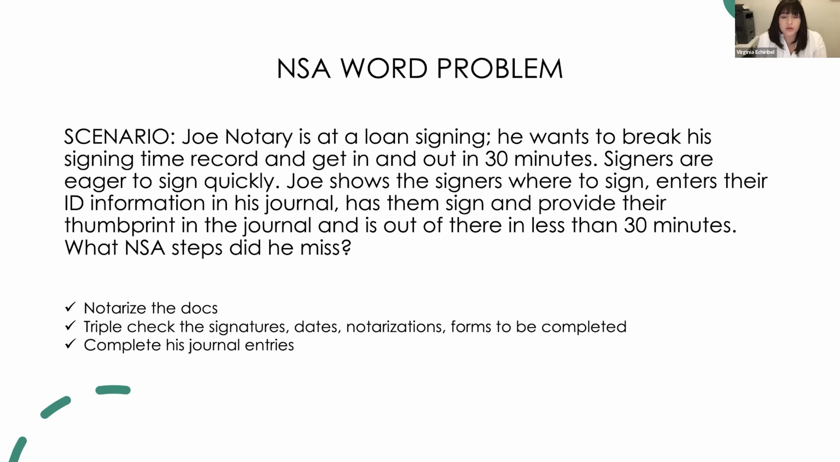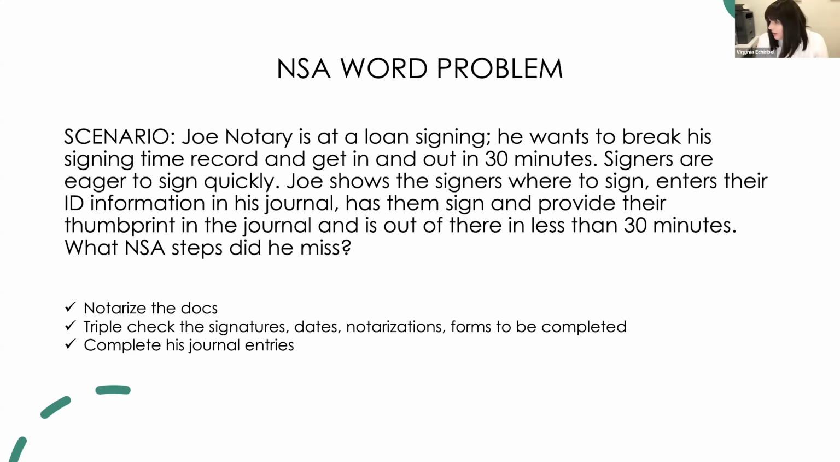More is involved in your journal entries than just the ID information and a signature and thumbprint, right? Depending on your state on that thumbprint. You have to put what they signed. You have to put the time and the date of the signing. You actually have to put the fee of the signing, right? So complete your journal entries. That's also something that he missed. And all of that was in order to get in and out of there as quickly as possible.